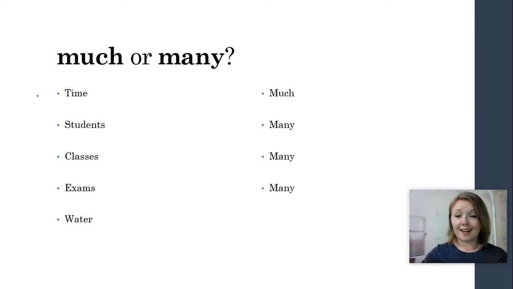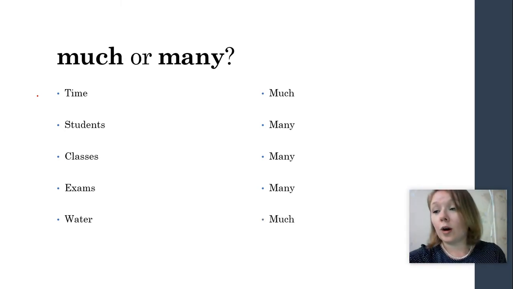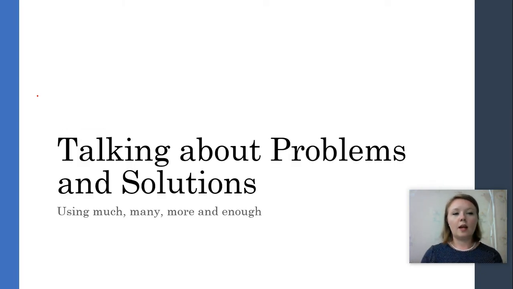Can I say, I have 200 water? No. We can say, I don't have much water, or do you have much water, and so on, because it's uncountable, right? So let's go ahead and continue now that we have remembered when to use much and many. So we're going to talk about problems and solutions using words like much, many, more, and enough. Okay?